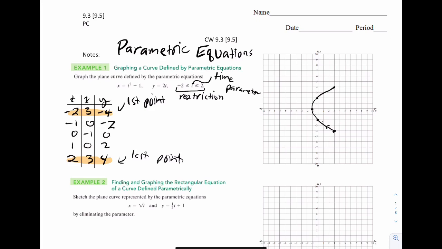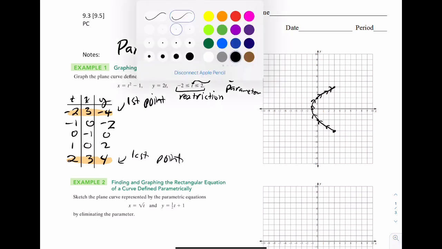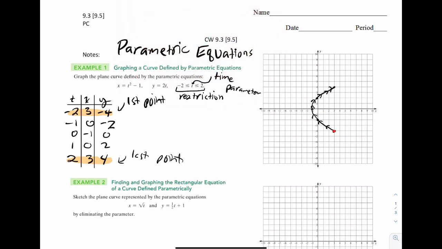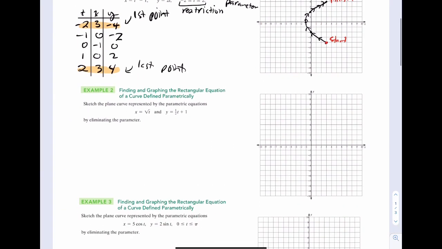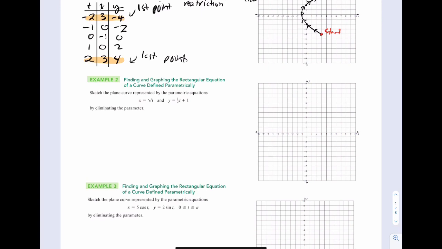And I'm going to indicate these arrows, and I recommend you do this too. That indicates a direction. So imagine there's like a particle right here, and the particle is actually moving along this path. That's the idea of parametric equations, and you're really going to talk about this idea in calculus. And to make it more clear, I'm going to put start, and I'm going to put finish here. Again, the whole idea is that there's a particle starting here, and it's moving along this curve. That's our first example.